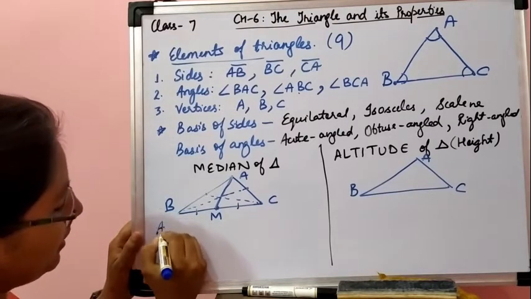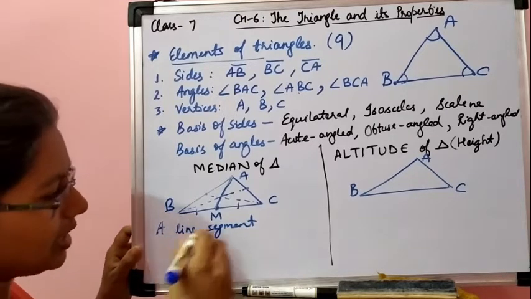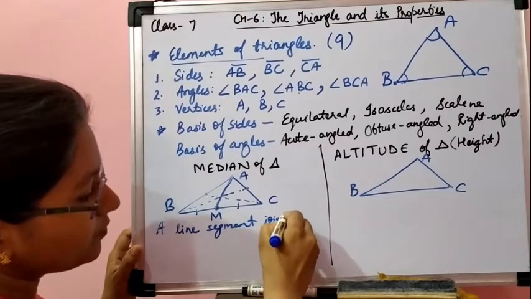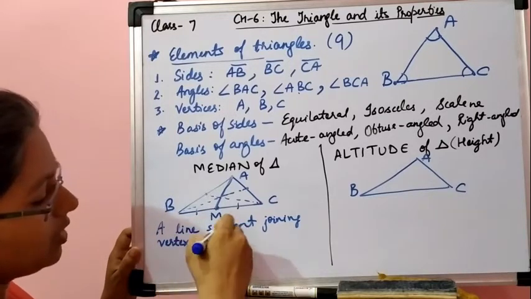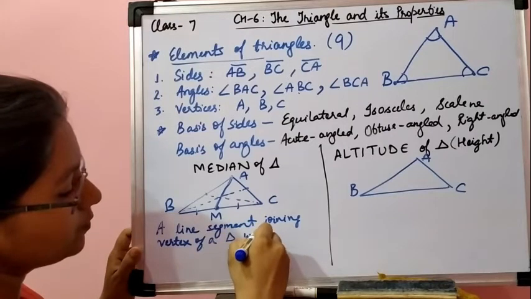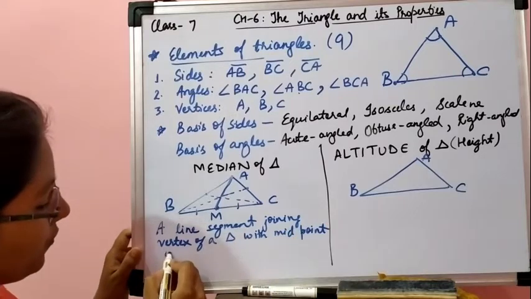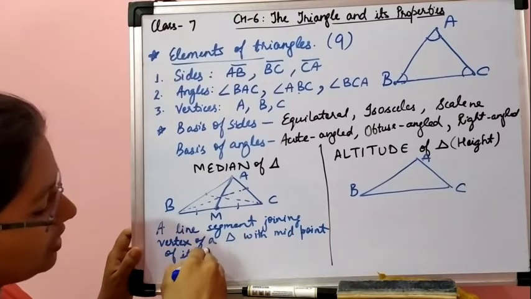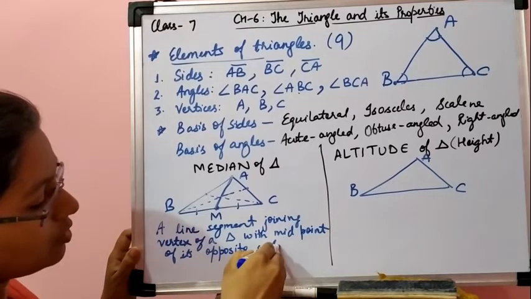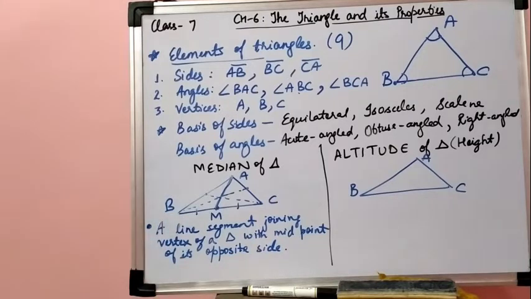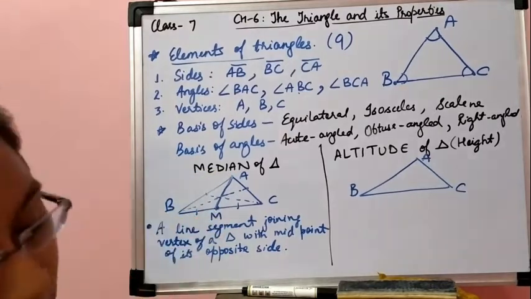A line segment. Median is a line segment. First thing we can see is that it is a line segment joining a vertex of a triangle with the midpoint of its opposite side. Okay, so this is the most you can say definition of that. What is a median? A line segment that is joining a vertex of a triangle with the midpoint of its opposite side.